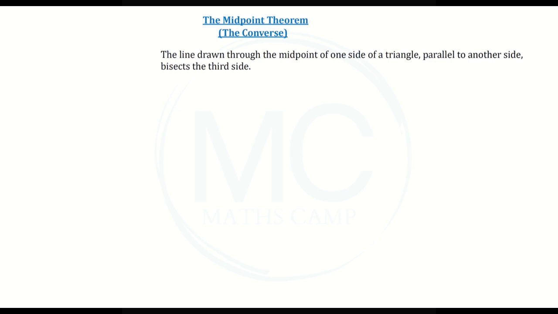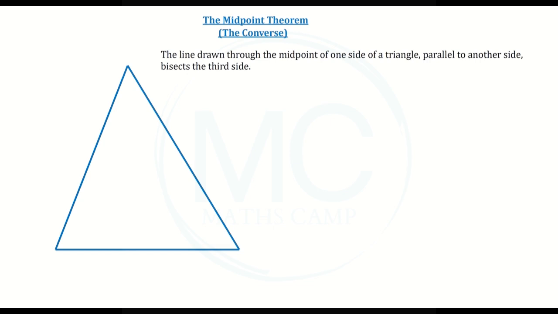Well, let's start with a triangle and we can call it A, B, C. Let's plot a point halfway down AB and we can call it D. D is the midpoint of AB, so we know that AD is equal to DB. Let's put a small line on AD and a small line on DB to show that they are equal. Now let's draw a horizontal line across our triangle, parallel to the third side, BC.